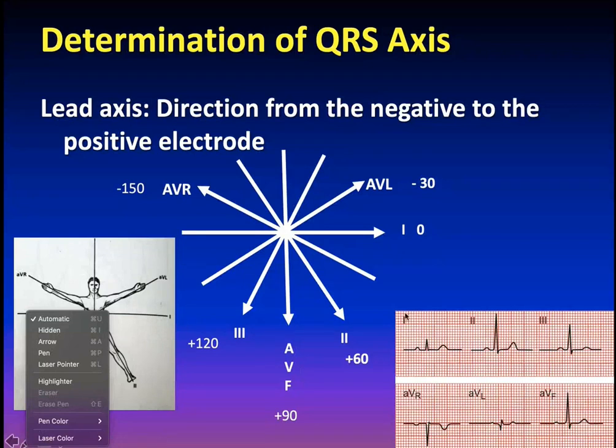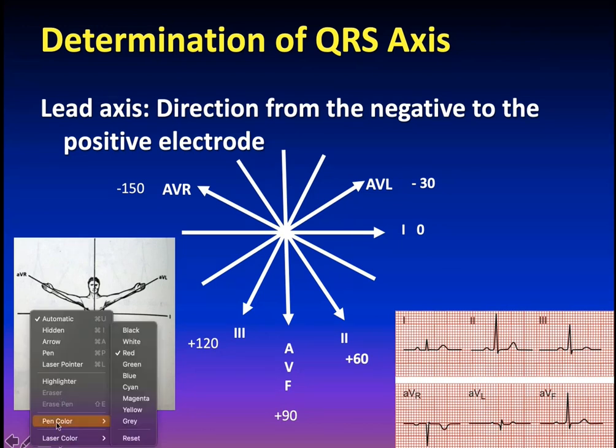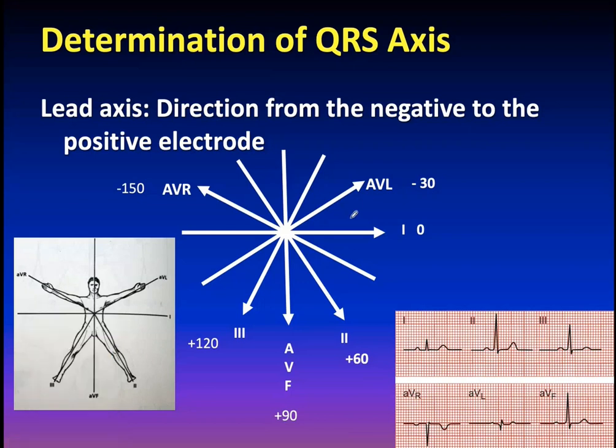Your one is upright, so I place it towards the arrow. Your two is also upright, so I will place it towards the arrow. Your three is upright also, so I will still place it towards the arrow.